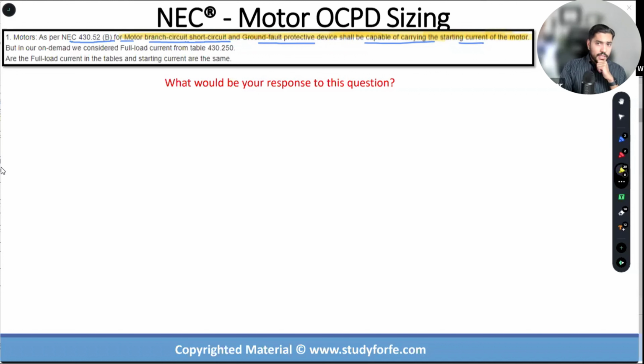So now in this question, the student is saying that, but in our on-demand, we considered the full load current from table 430.250 of NEC, okay? So we start with the FLC that is provided to us, that is okay, right? Let's treat it as simply the running amperage that is offered by the motor to the grid or to the power source, right? And we know table 430.250 very well. You guys can pull it up on the side as well.